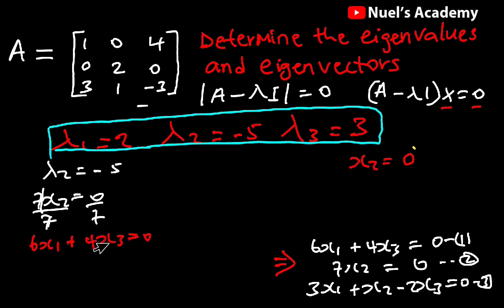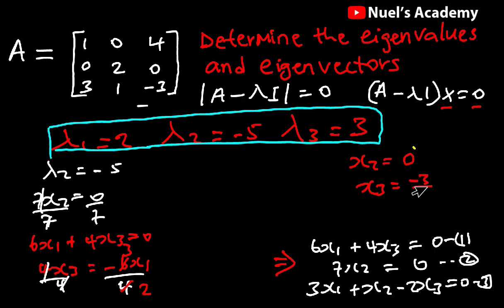Now let's write x3 in terms of x1. So you have 4x3 is equals to minus 6x1. Let's divide both sides by 4. Then this will cancel. We have that x3 is equals to, now 4 divided by 2 is equals to 2, 6 divided by 2 is equals to 3. So we're going to be left with minus 3 over 2 x1.